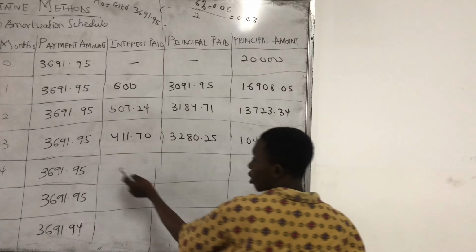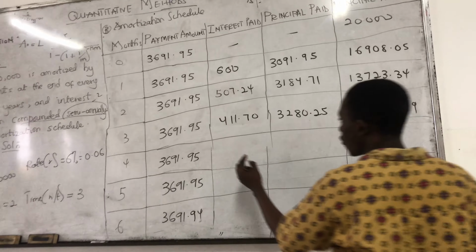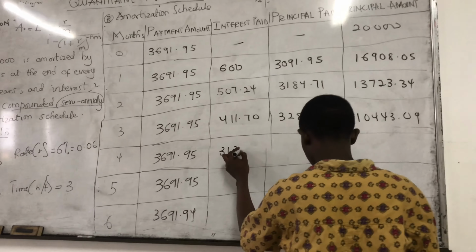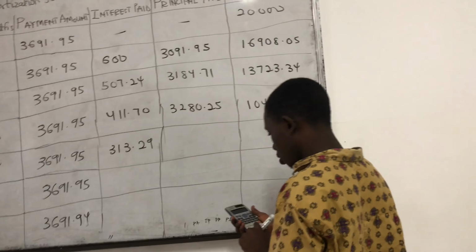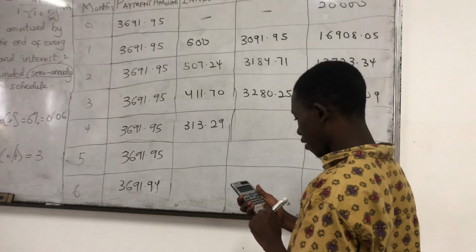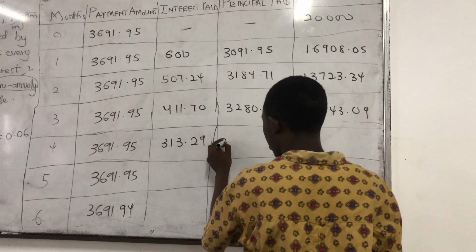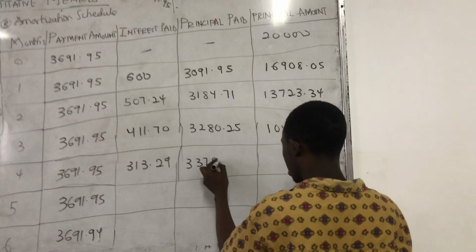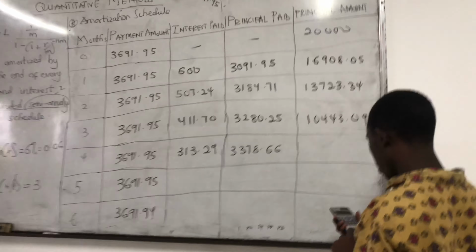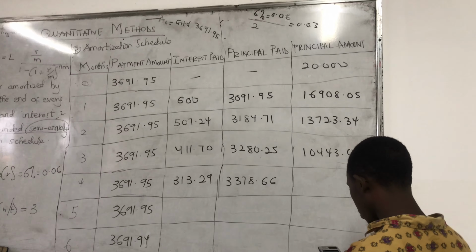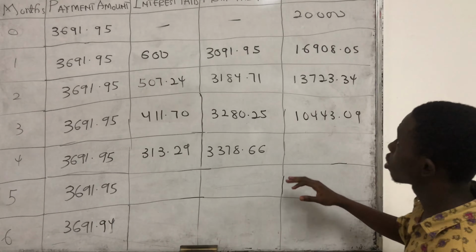That gives 10443.09. Now I want month 4. 0.03 times 10443.09. I'm having 313.29. Then 3691.95 minus 313.29, I'm getting 3378.66. So this is the principal paid.